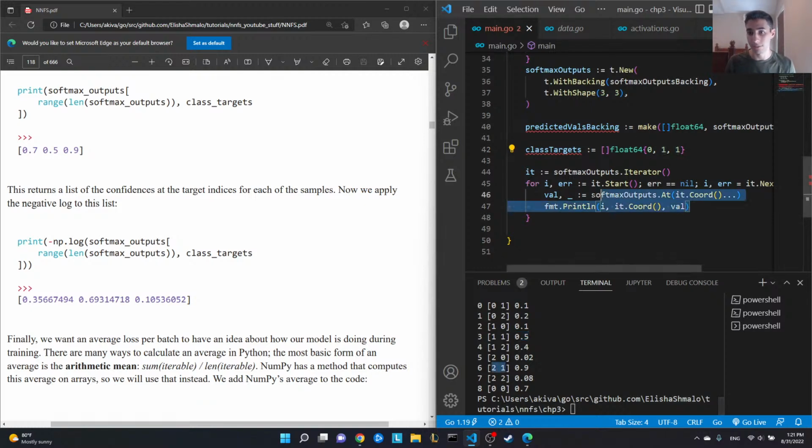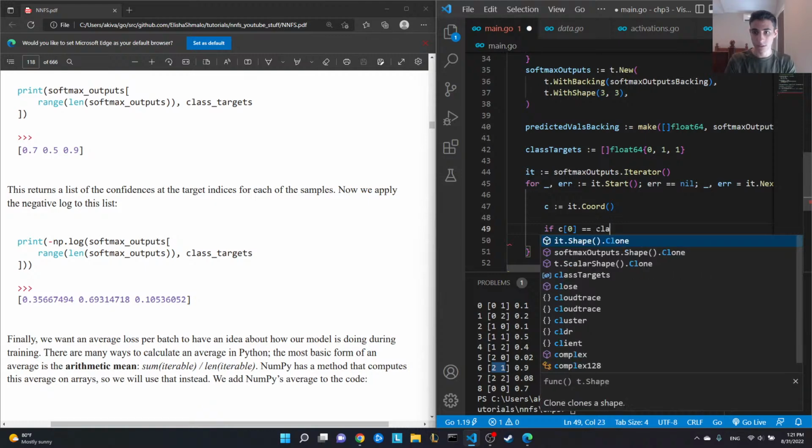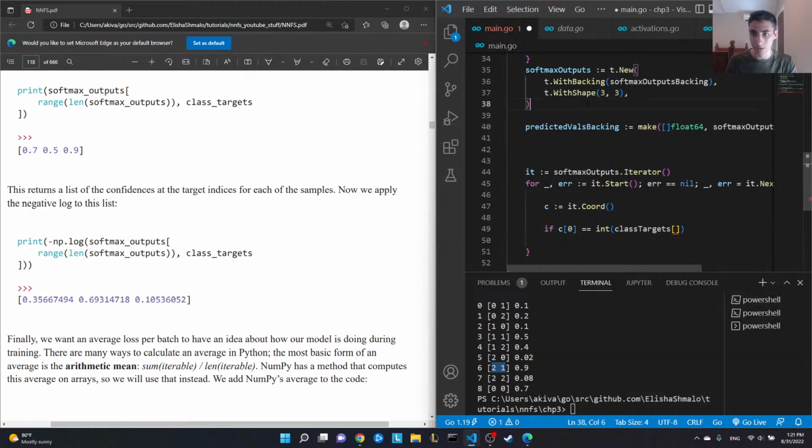Well, a great way to do this is actually an if statement. So let's get the coordinate. So c colon equals it dot chord. We're going to work with that. And this is a for loop. I'm going to make some space here. And we don't actually need i, funny enough, so let's just make this an underscore. Now we could say if c index 0, which is either going to be 0, 1, or 2, equals the class targets, and in fact, let's move this thing up because this entire for loop is to populate this list. So if it equals class targets index c index 1. If this is the case, then that is the value that we want to put into here.